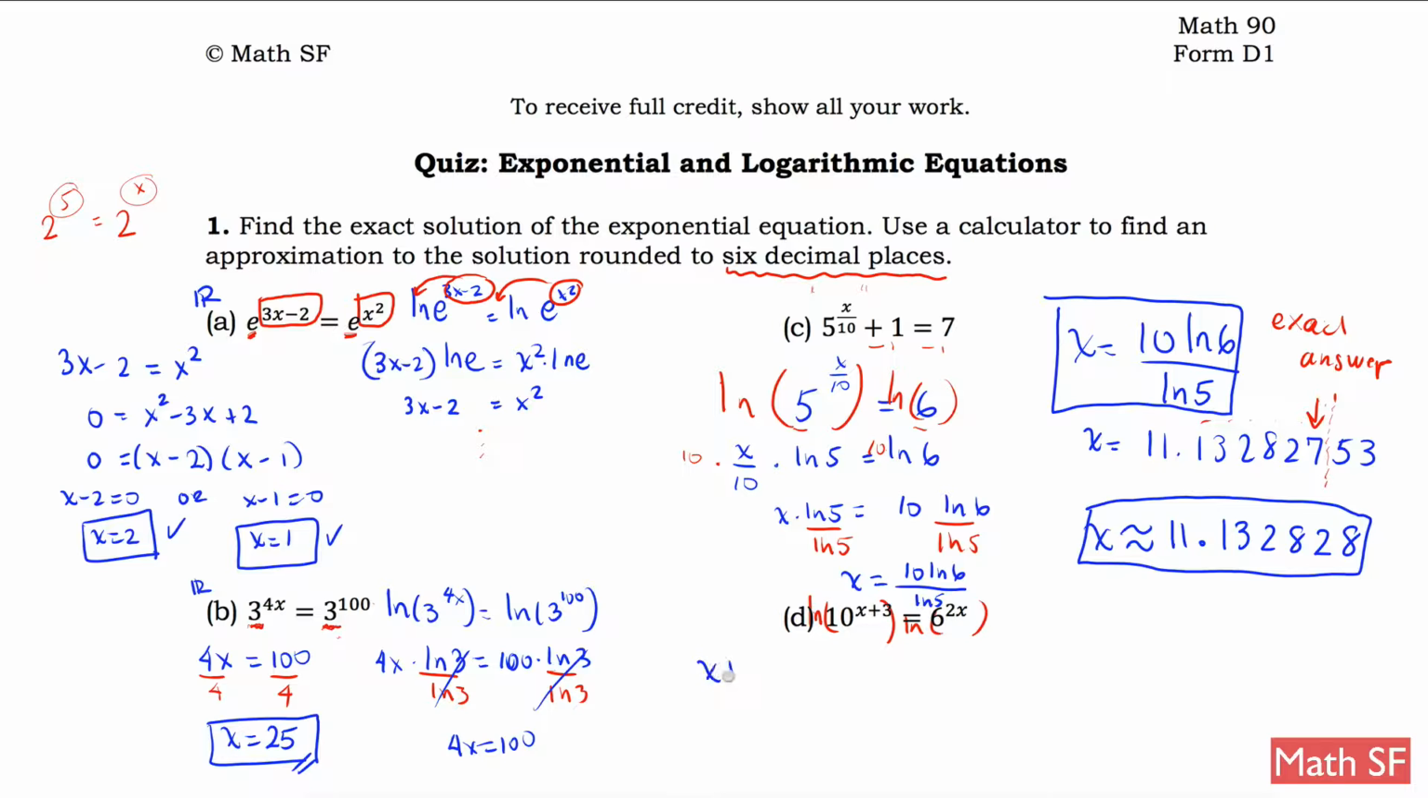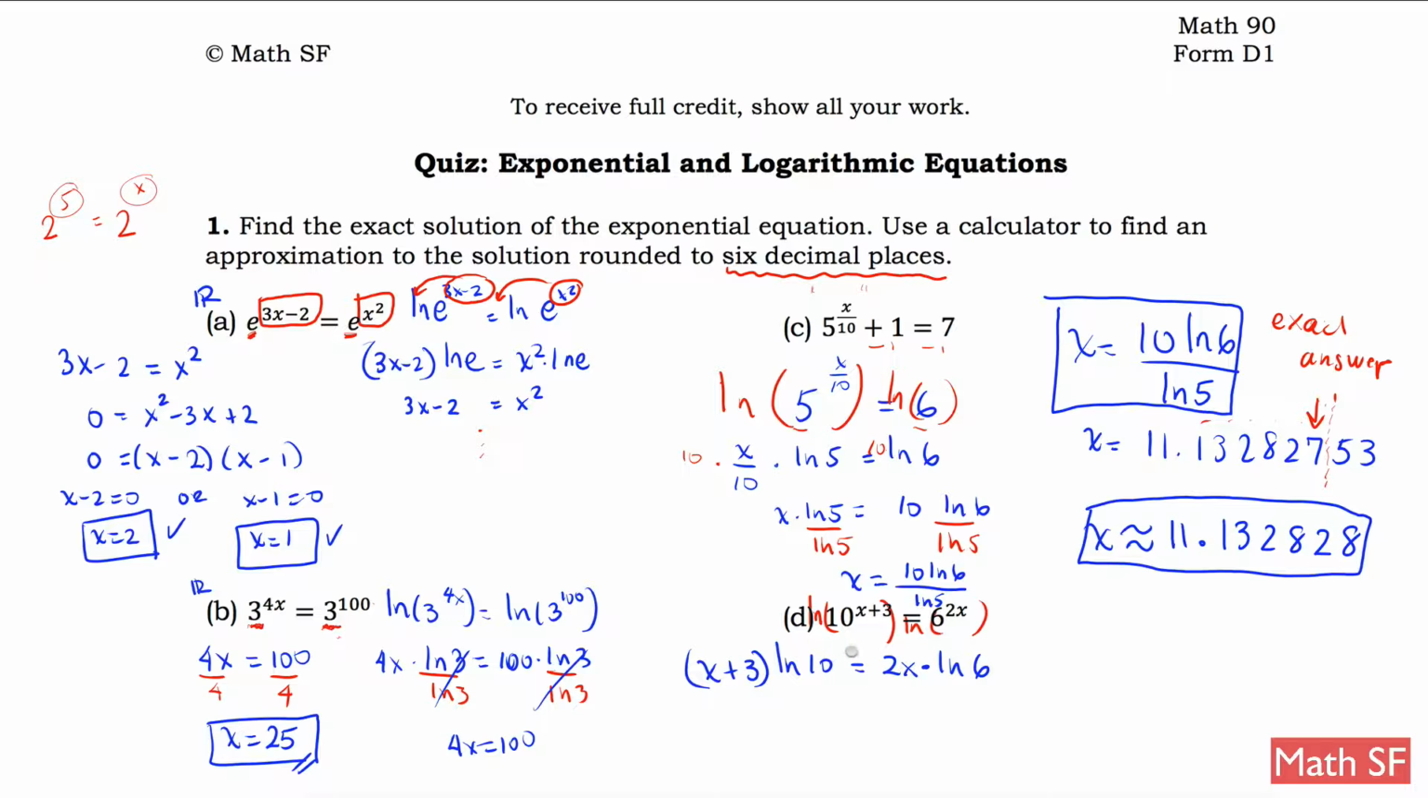So you have x plus 3, all of this times natural log of 10, equal to 2x times natural log of 6. Now, if you start using your calculator right now to get the ln of 10, you're going to have a bunch of decimals, and you don't want that. You just keep the ln of 10 there. Treat it like a variable or like a constant. Just leave it there. Do not touch it. And let's start isolating for x.